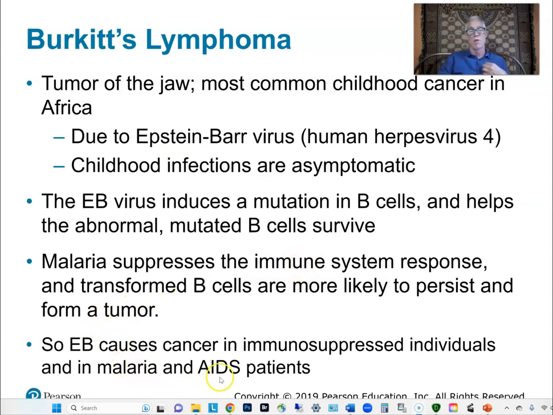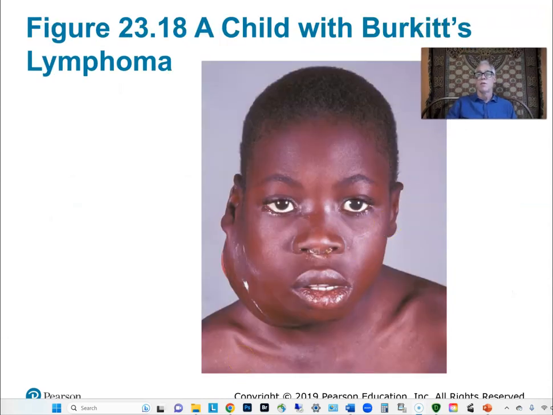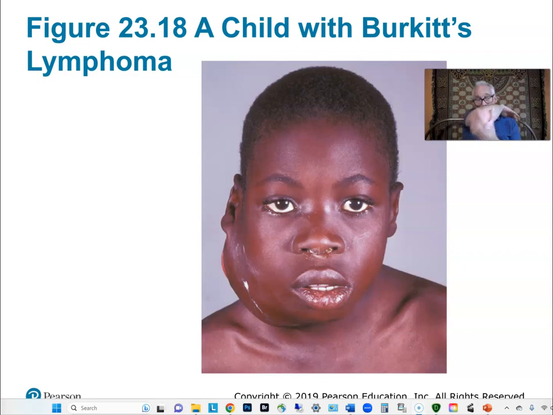People with other types of immunosuppression are also subject to getting Burkitt's lymphoma, AIDS patients, for example. There's a picture of the growing mass of cancer cells in a cervical lymph node, most likely a group of lymph nodes, in someone with Burkitt's lymphoma.